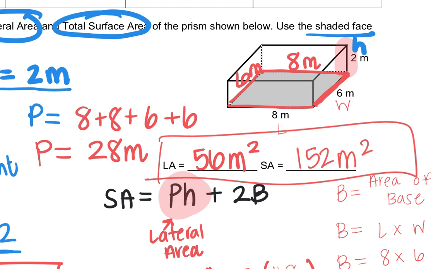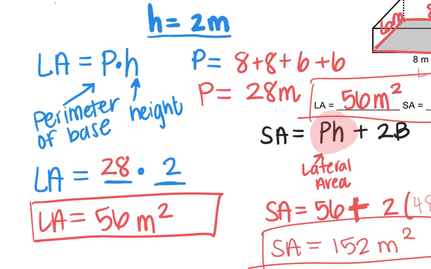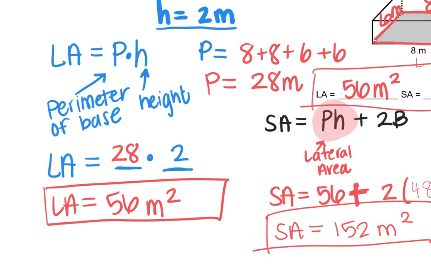La base es un cuadro. Para buscar el perímetro de un cuadro agrego todos los lados. So 8 más 8 más 6 más 6. Agregué todos esos 4 lados. ¿Ok? Y me dio 28. 28 lo multipliqué por 2 y me dio mi área lateral, que es 56 metros cuadrados.